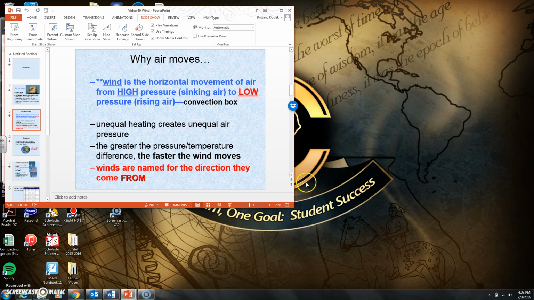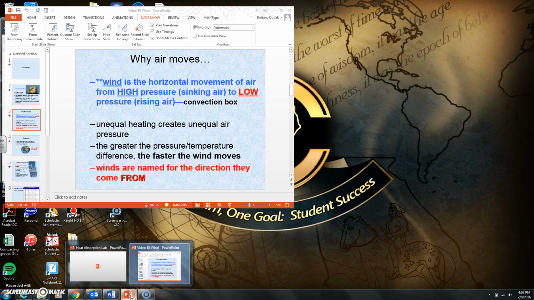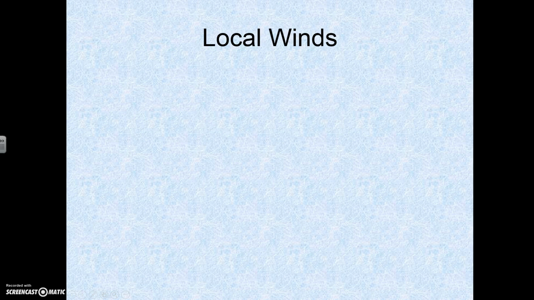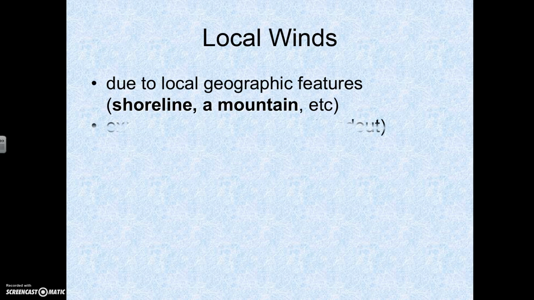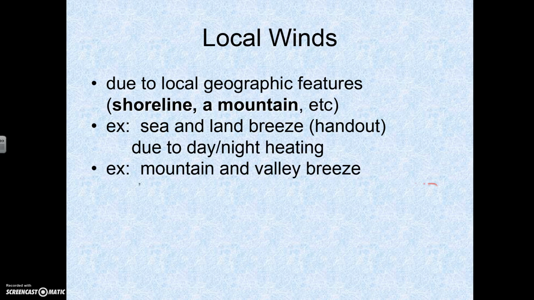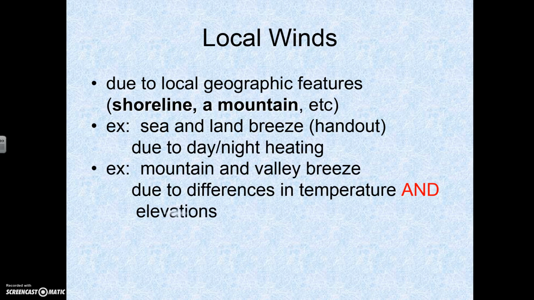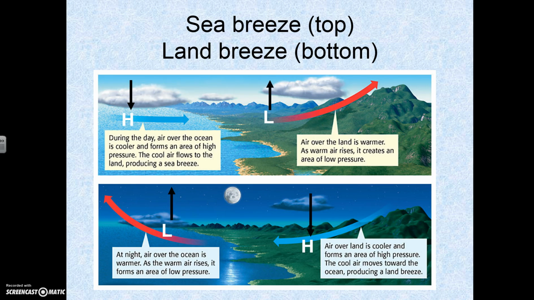Alrighty, let's see. We're not going to do a lot more with that. Let me see if this will pull up. It won't. Okay, now it will. I got it up. Okay, so we also have some local winds. This is due to local geographic features like the shorelines and mountains, and near examples are sea breeze and land breezes, which we already went over. This is due to day and night heating. Mountain and valley breezes are due to differences in temperature and elevation.